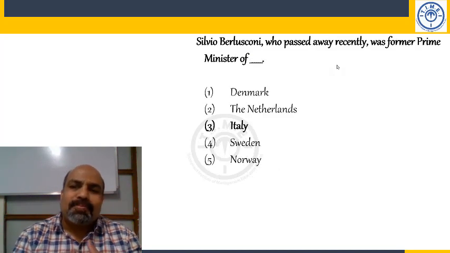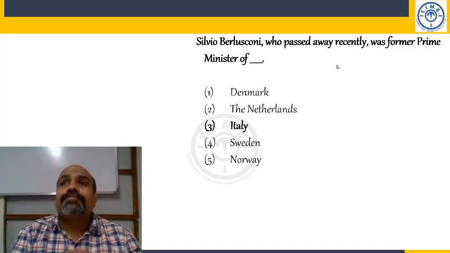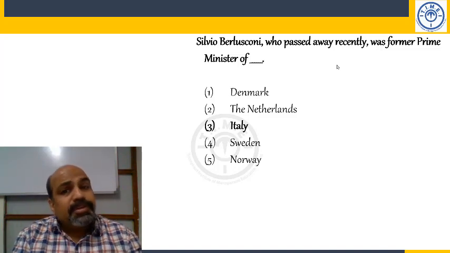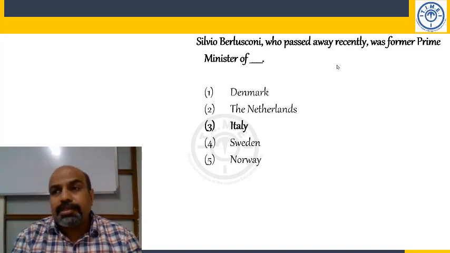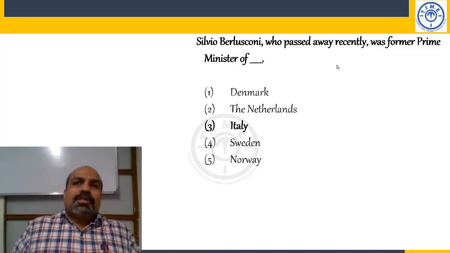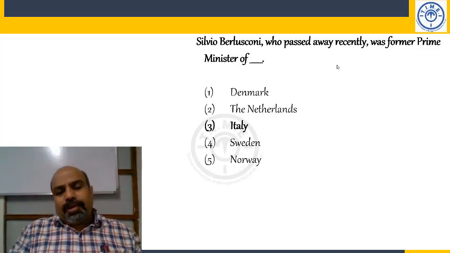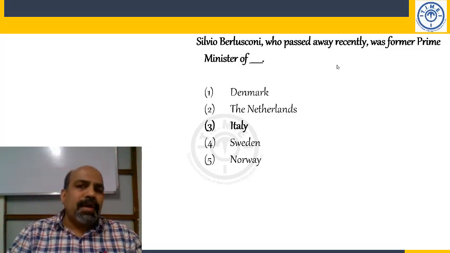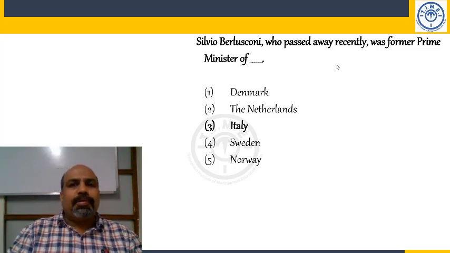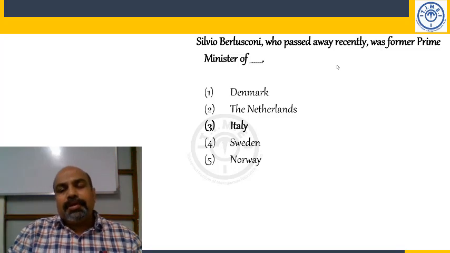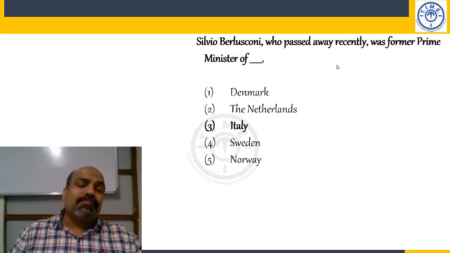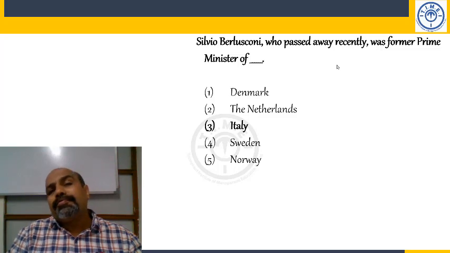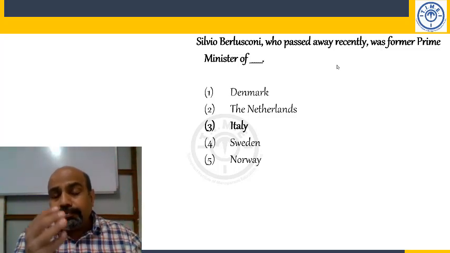Silvio Berlusconi, who passed away recently, was former Prime Minister of Italy. He was the PM of Italy on four different occasions, in the 90s and in the 2000s. So when and all that, not important, my friends. He's gone, and a very controversial man. Pretty much like you could say he was the Donald Trump of Italy, or because this guy came first, you could say Donald Trump was the Silvio Berlusconi of America.